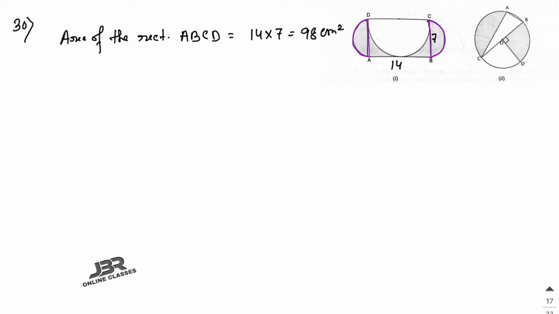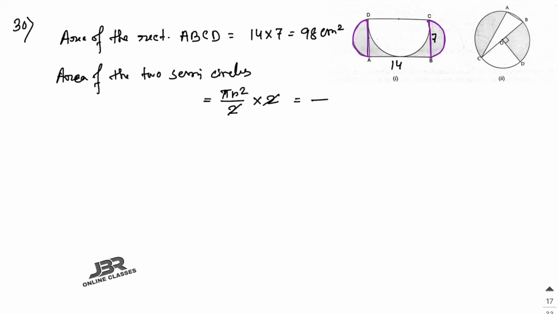So if you want to find the area of the two semicircles, that equals, semicircle means pi r square by 2, and as there are two semicircles, multiply with 2. Pi means 22 by 7, r square means 7 by 2, and again 7 by 2.